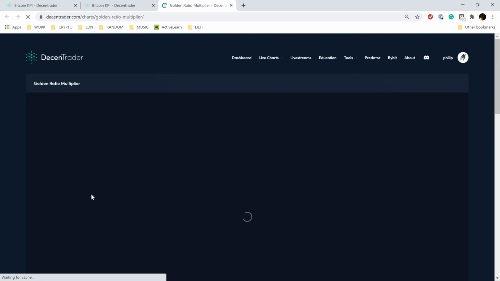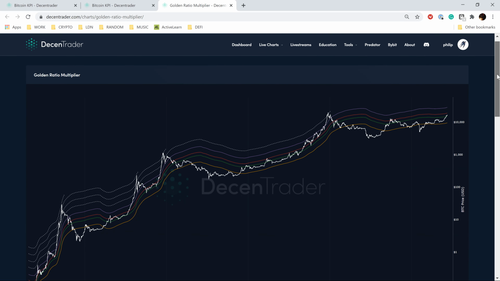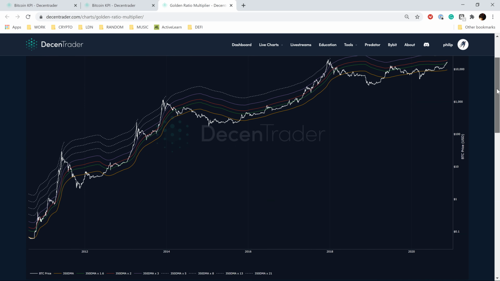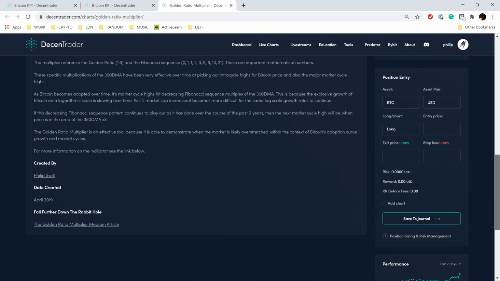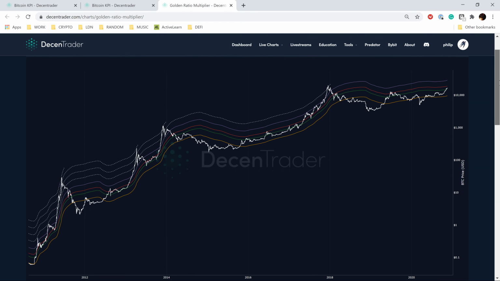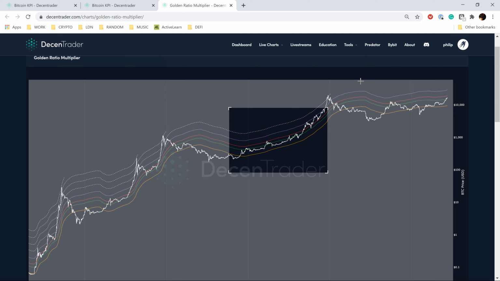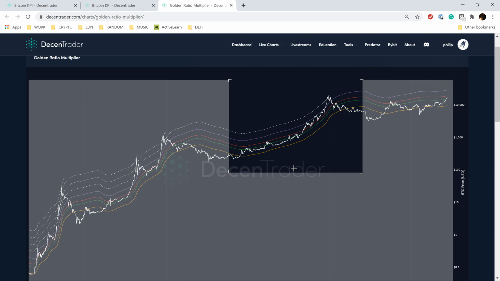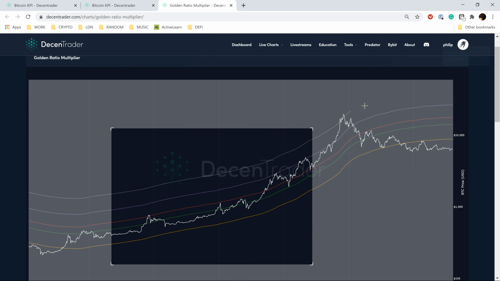If you've been following me on Twitter, a tool that I've been talking about a lot the past couple of days is the golden ratio multiplier. We covered it in a recent video here, and just to recap, you can read all about it here or watch one of the videos in the channel, but it shows us when Bitcoin is overextended in its market cycle bull run.